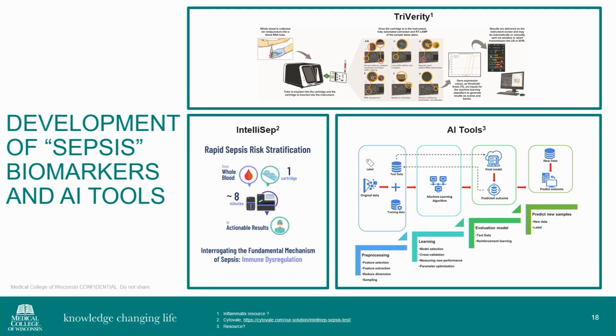The second group of tests are what I'll call physical measurements. They measure physical properties of white blood cells. These tests are a little bit cheaper, around the $100 range, and can be done relatively quickly. And the third group of tests are the AI tools.